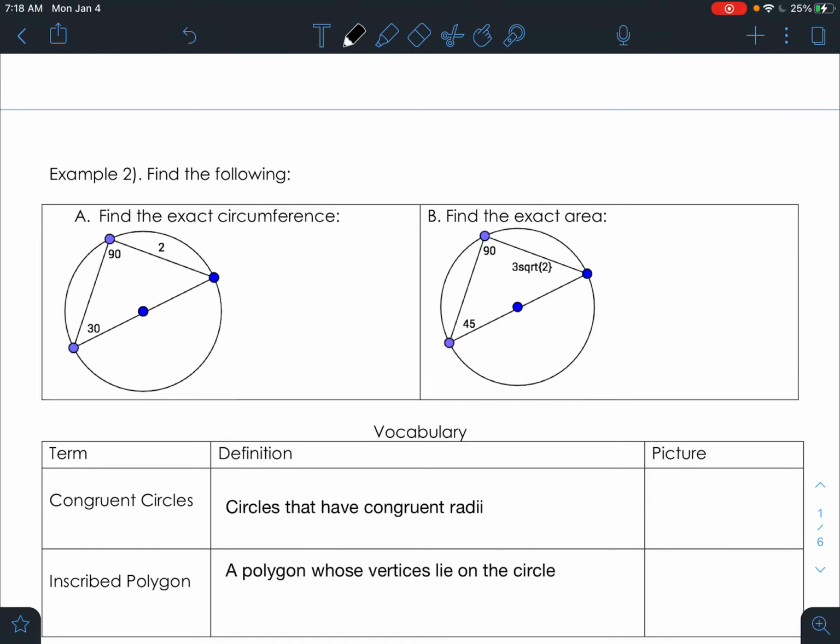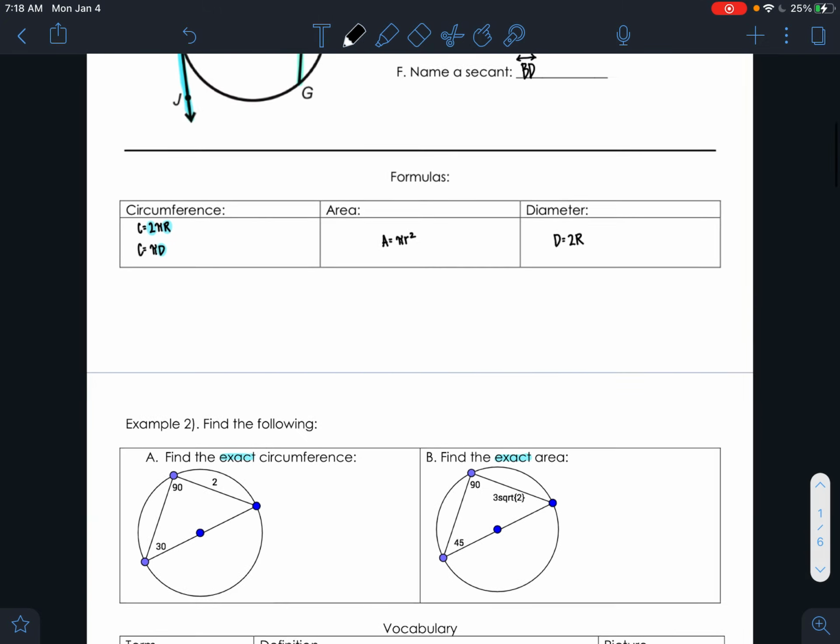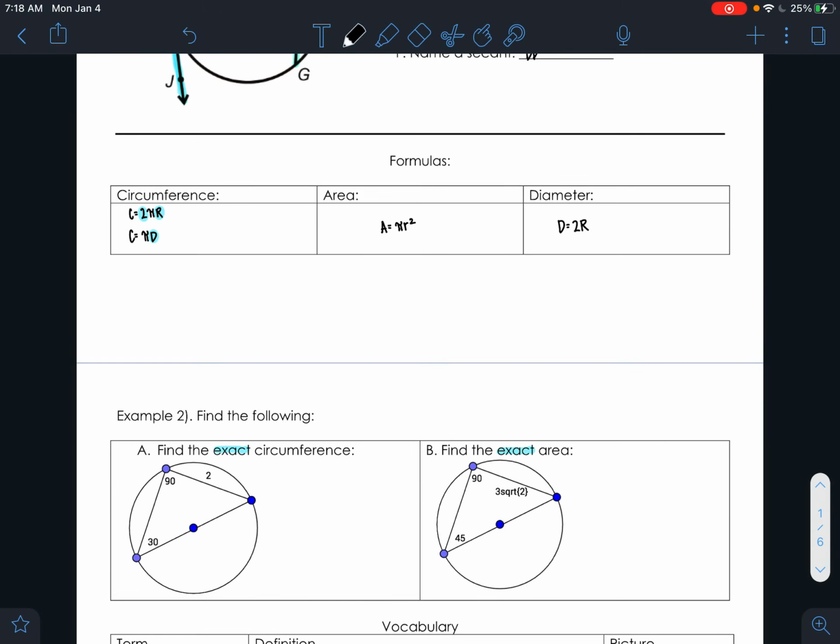Okay, so in example 2 here, it says to find the following. On this first example, what we're trying to find is the exact circumference and the exact area. And that word, exact, is kind of important, because if you look at those formulas, I have 2 pi r and then pi r squared, right?